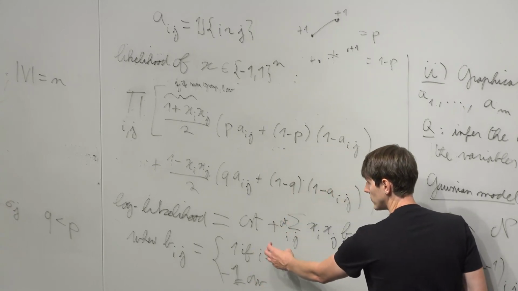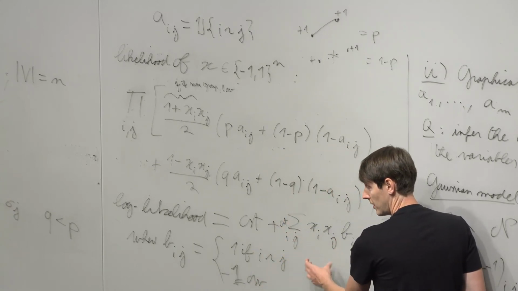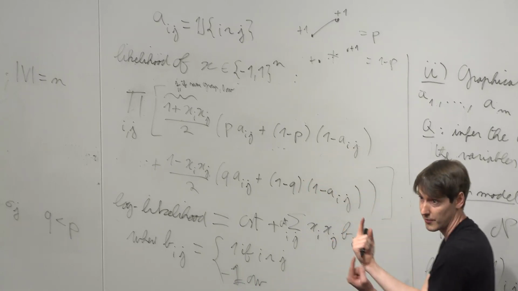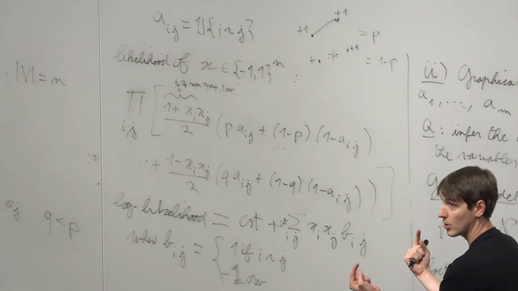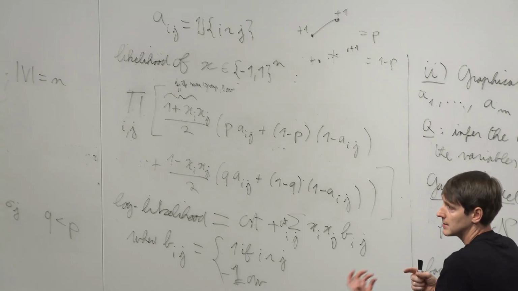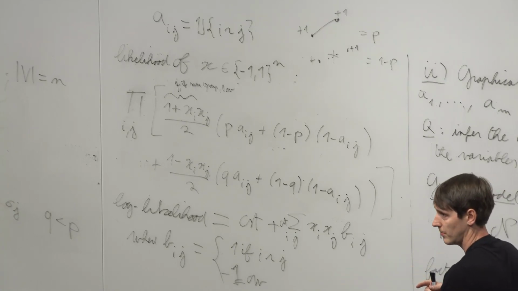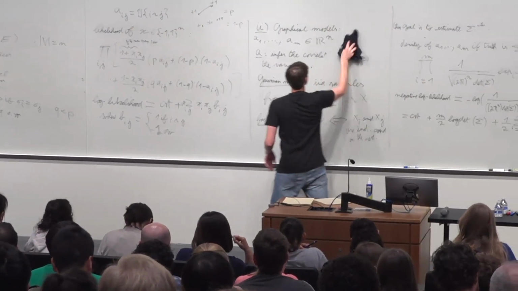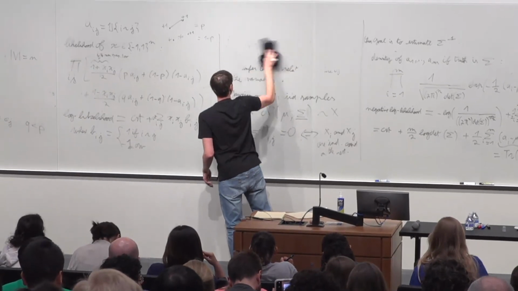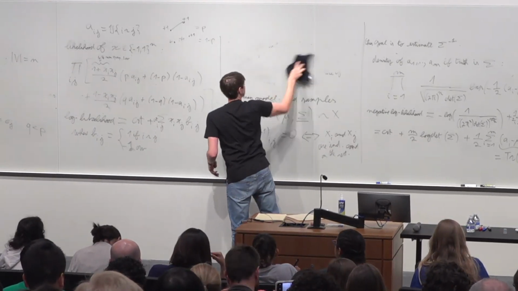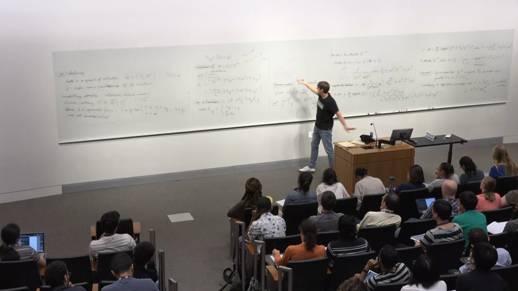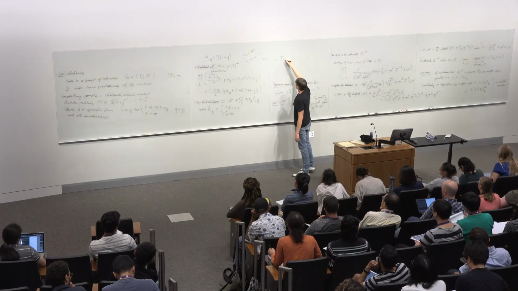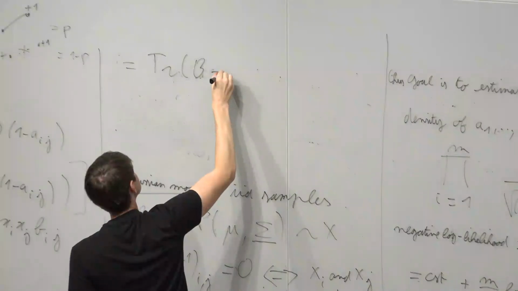You just get a bonus if the two are in the same cluster, and you get a malus if they are not in the same cluster, which makes a lot of sense. If you have two people who are in different clusters and there is an edge in between, it's less likely than if they were in the same cluster. So let me rewrite this and finish here. You can rewrite this exactly, using the same trick, as the trace of B times XX transpose.